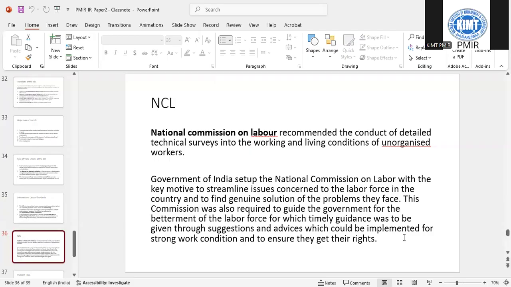their rights. So the main purpose of the National Commission on Labor, NCL, is to work for the labor class, the labor force, workers in an organization, and closely working with different trade unions and resolving the issues for the labor class.